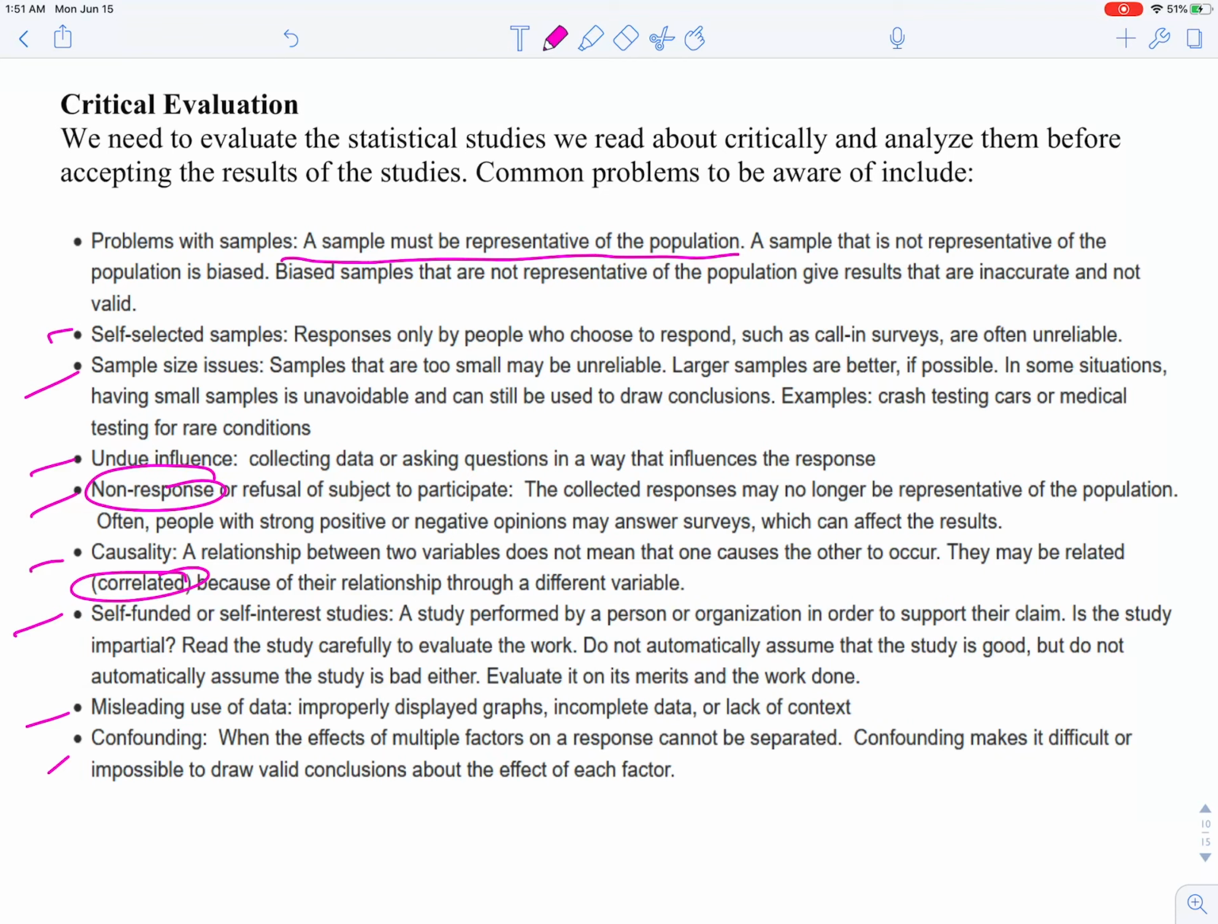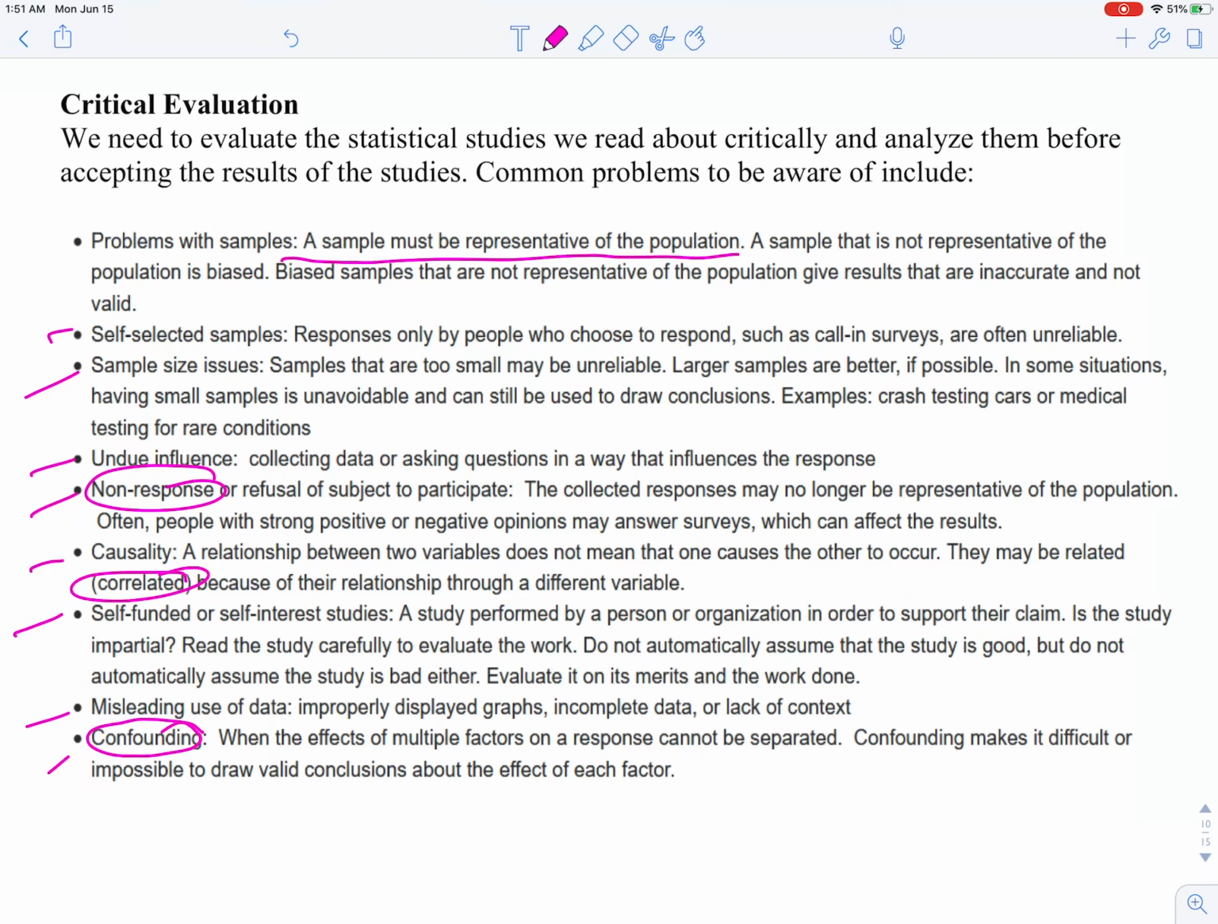The next term here is confounding. So this is an important term, confounding. Think of that word. It kind of sounds like the word confusing a little bit, so that's kind of a way to remember this definition. So confounding: when the effects of multiple factors on a response cannot be separated.